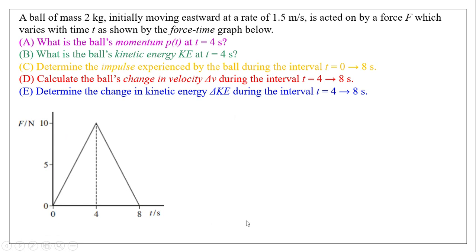We're given an F of T graph. Here F is given in newtons, T is given in seconds, units checked out already, so you don't have to do any conversions. Let's go and do part A. Part A wants us to find the ball's momentum at 4 seconds.